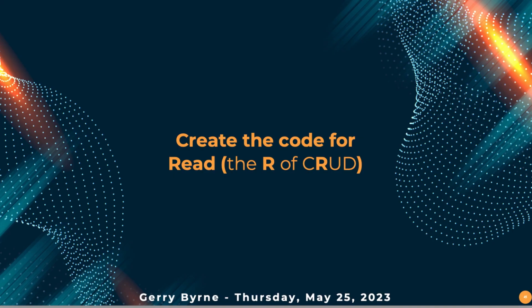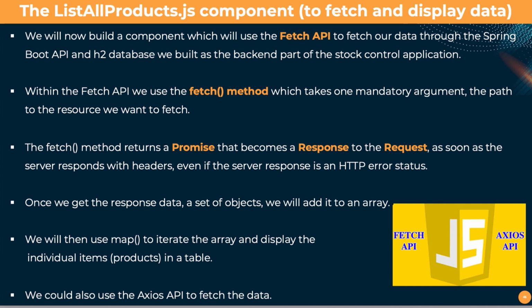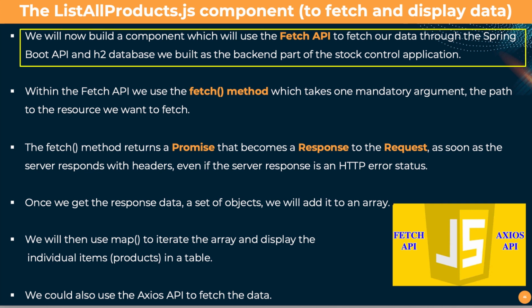We will now start creating the components for our CRUD: create, read, update and delete. So first of all, we'll start off with the read, and we're going to create a component which is called list all products. So that will be listallproducts.js. And what it will do is it will use the fetch API to fetch data from our Spring Boot application, where we have created an in-memory H2 database.